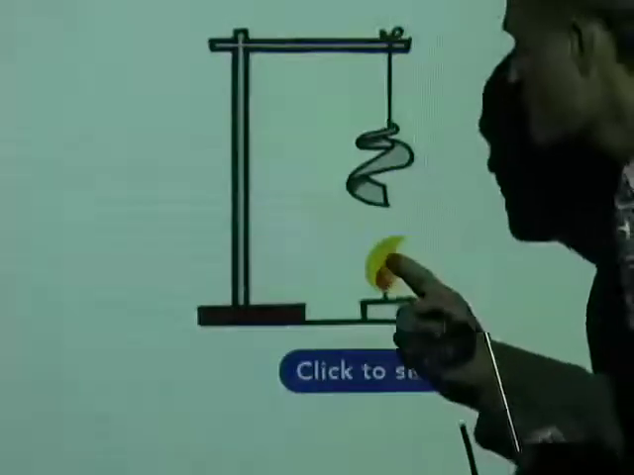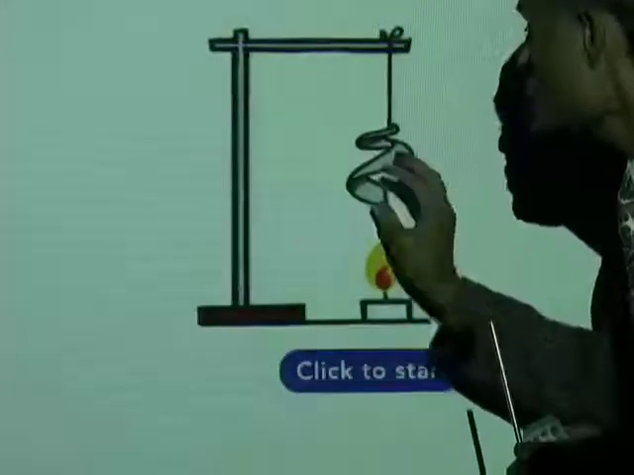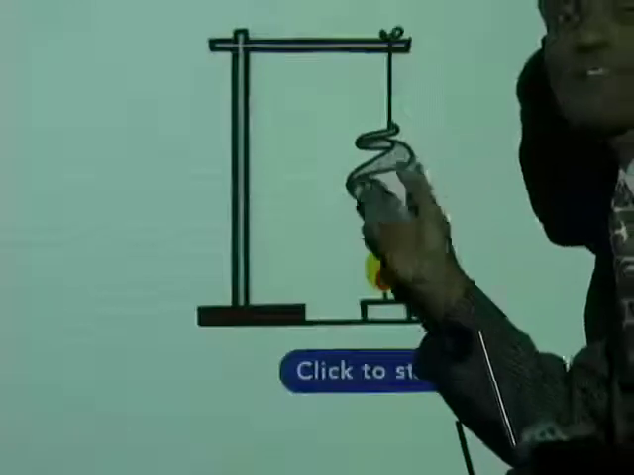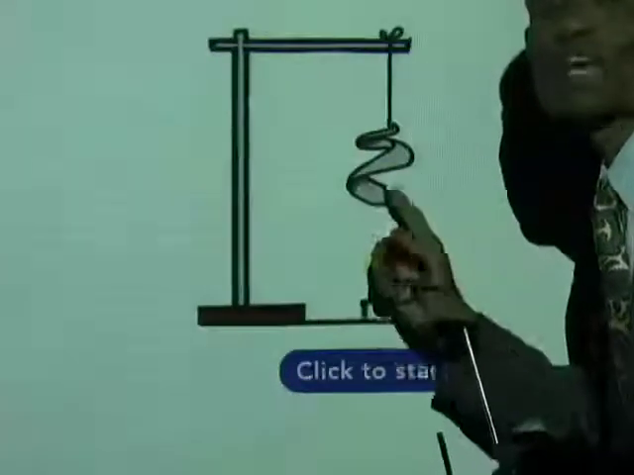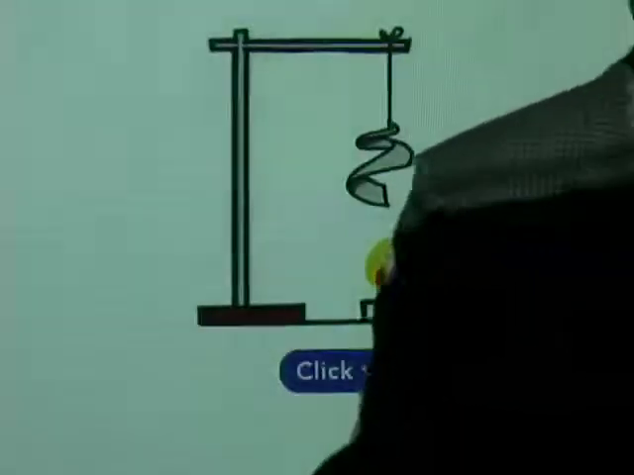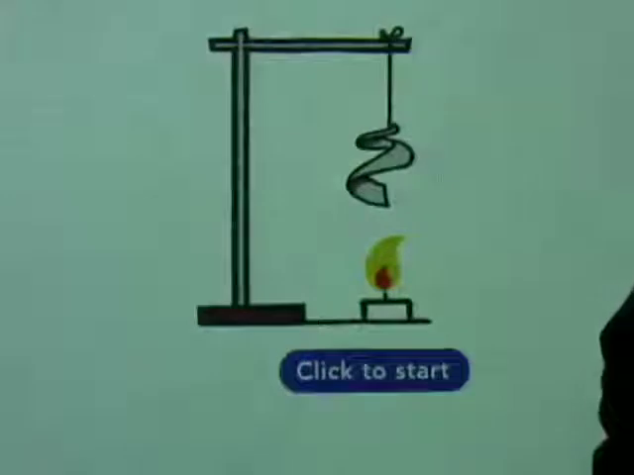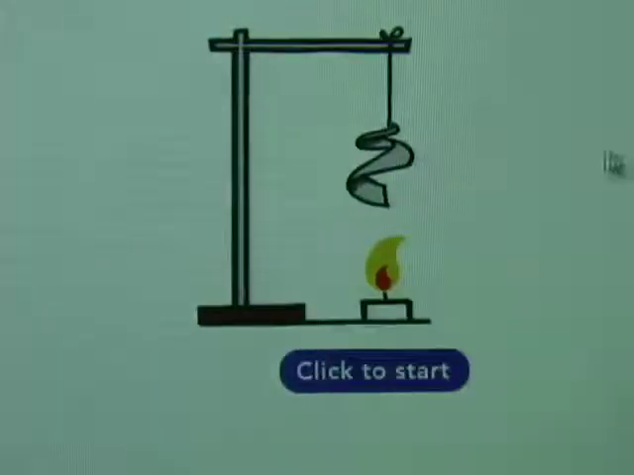Now what happens is, when hot air rises, that rising air will make that helix spin. You see, the spinning of the helix is an indication that there is air current, and that is convection current. All right, let's start it and take a look at it.